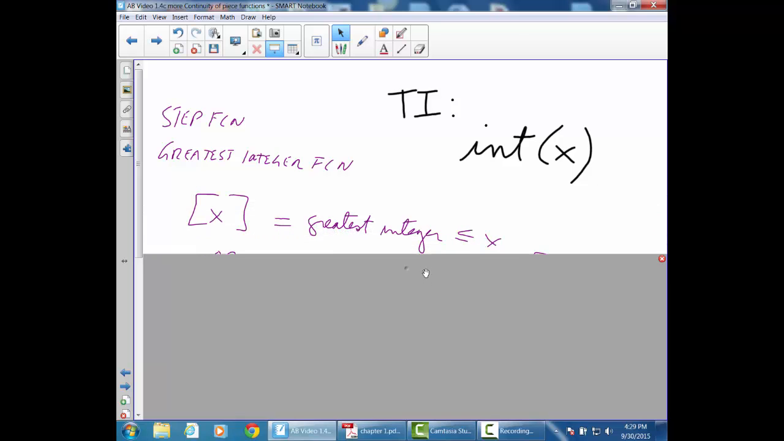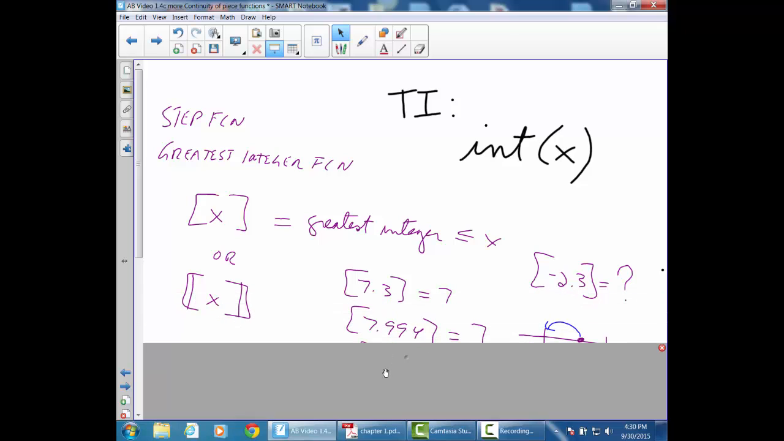So, the definition, and sometimes they'll just use these brackets, and sometimes they'll add a little bar, or they'll make them really thick like they're boldface. But because of the confusion of that, they'll usually tell you this is the greatest integer function. So, the greatest integer function of x is the biggest integer less than or equal to x.